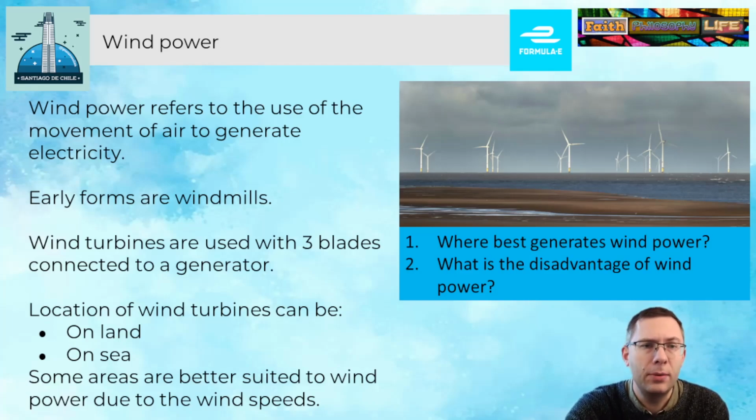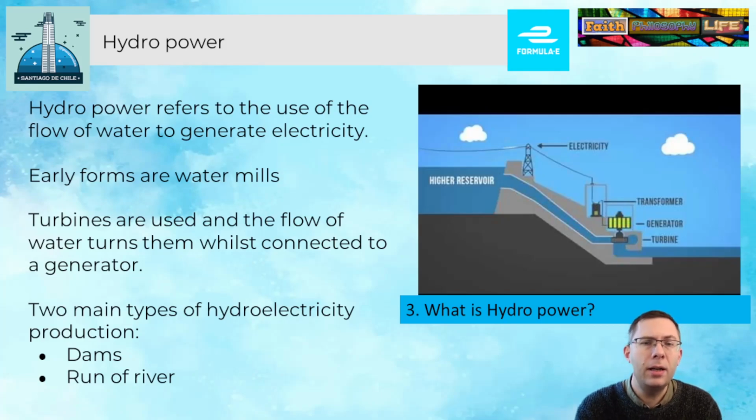Right, we're going to move on to our second power source, which is hydropower. So the question that you're going to be answering is, what is hydropower? I've got a little clip to show you, but it refers to the use of flowing water to generate electricity. Early forms were water mills, sorry, not windmills, we talked about that already. Turbines are used that spin round when the water gushes past, and we have dams and rivers for that. Anyway, let's watch this and I'll explain it a bit more.